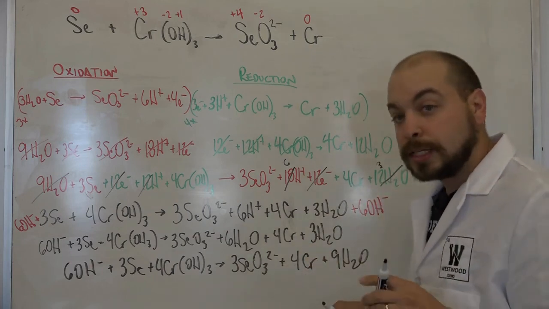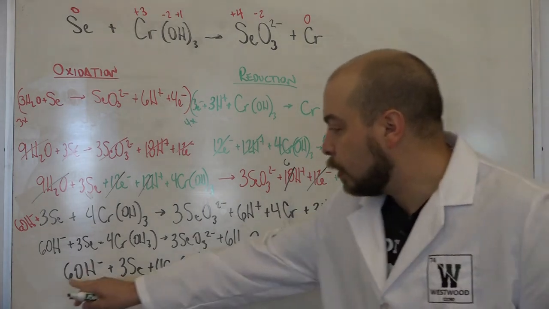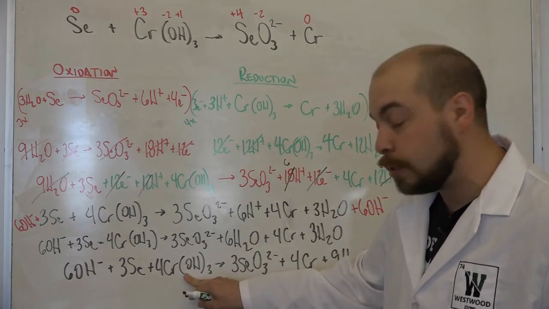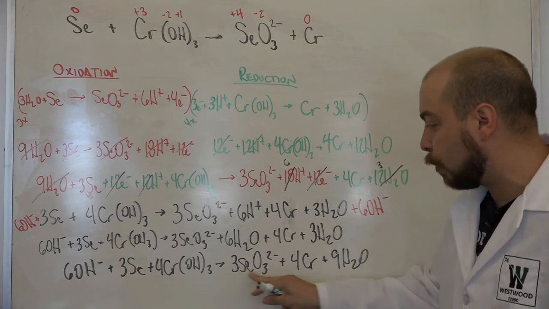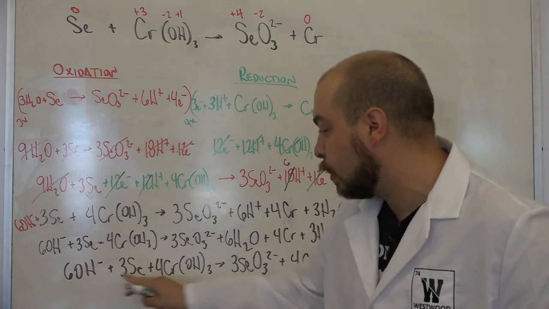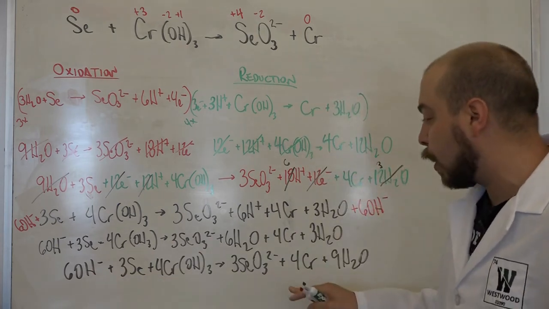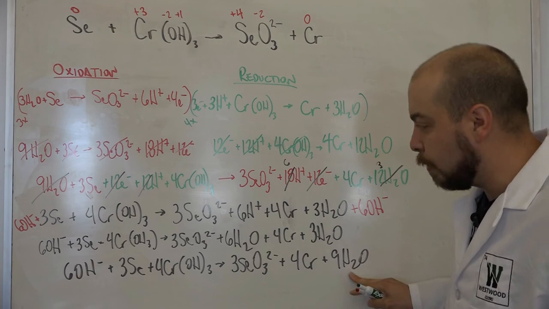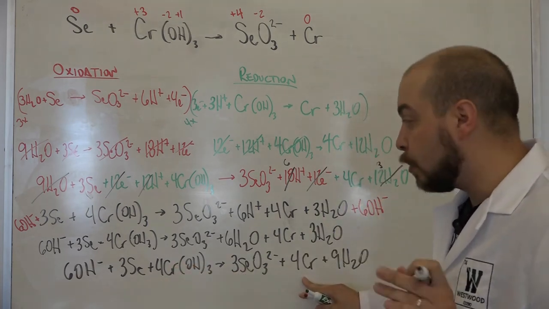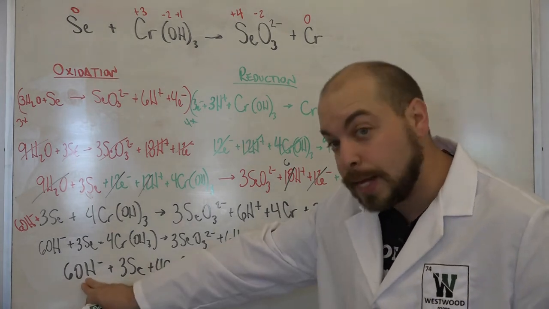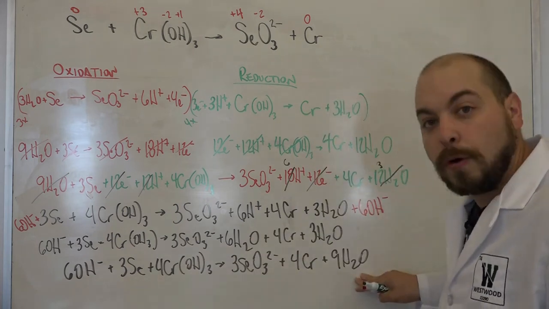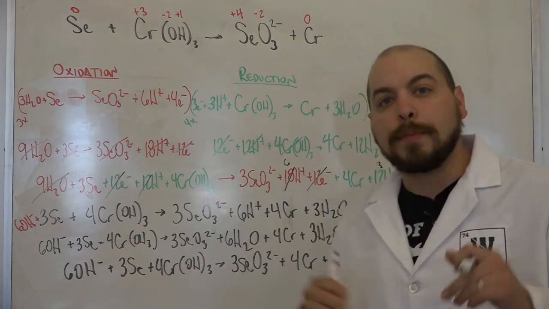And now we need to double check to make sure we're balanced for everything again. 6 oxygens plus 4 times 3, so that's 18 oxygens. On the product side, 3 times 3 is 9, plus another 9, that's 18. Hydrogen, 6 plus 12, that's 18. On the product side, 9 times 2, that's 18. Selenium 3, chromium 4. In terms of charge, 6 minus on the reactant side, 6 minus on the product side. So this right here is our overall balanced redox reaction in a basic solution.